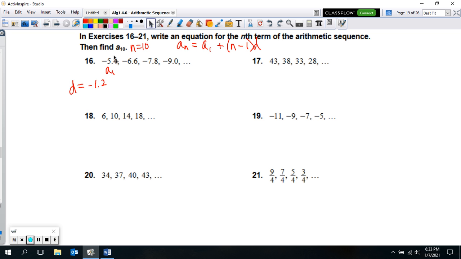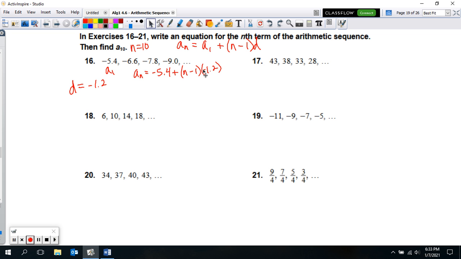And now that we know these two numbers, we're just going to plug those into our formula. So we start off with a of n equals, the a of 1 number is negative 5.4, so we'll write that down. So negative 5.4 plus n minus 1, so that's always going to be the same there, n minus 1. And then the d number for this one is negative 1.2. So now we have that. So now we just need to clean it up.